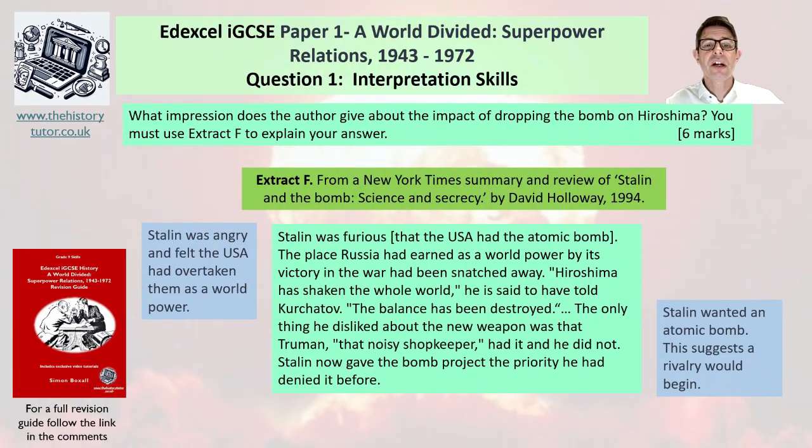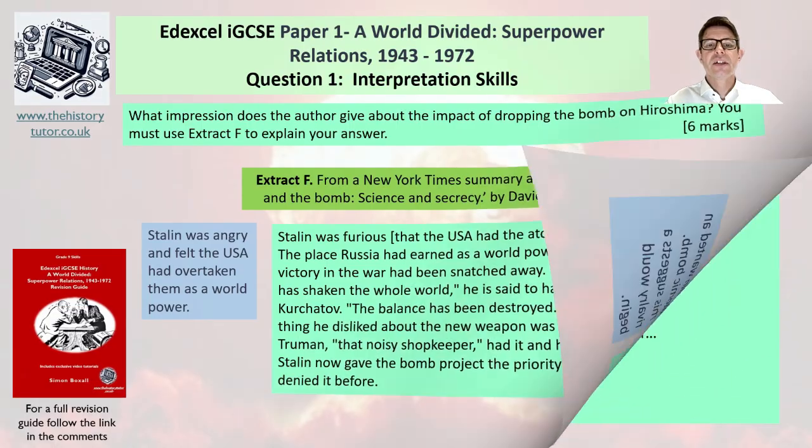Okay, so I found that Stalin first of all was angry and felt the USA had overtaken them as a world power due to the use of the atomic bomb. And this obviously led to Stalin then wanting his atomic bomb and suggests the beginning of a rivalry because of the events of Hiroshima. So again, it's all about Stalin's reactions then. It's a big message here that Stalin is worried and he feels he's been overtaken and therefore a rivalry is beginning. So how do we write this?